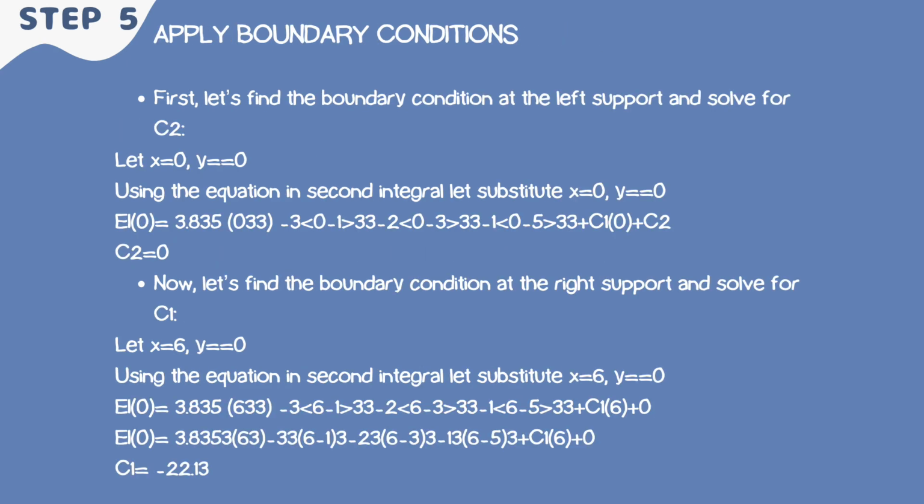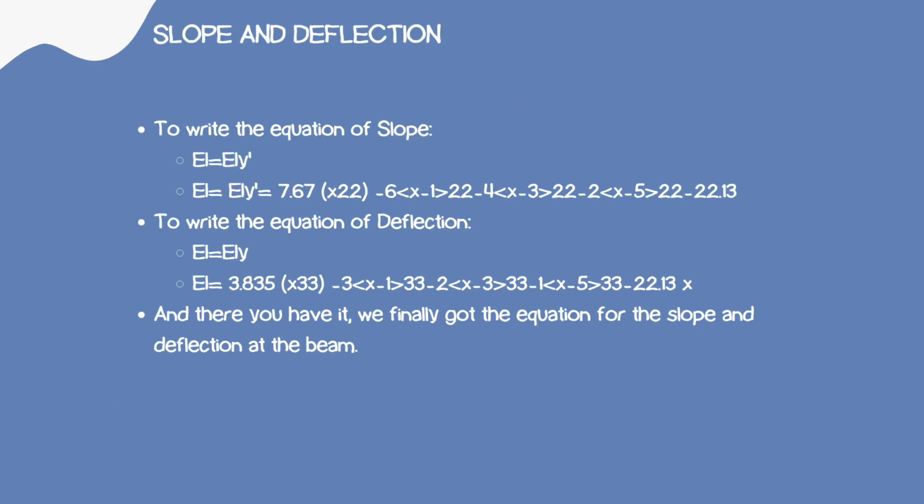Step 5. Apply boundary conditions. Next, we apply the boundary conditions at the supports to determine the constants of integration at points A and E. The deflection will be 0. Solving this will yield the deflection at point D.